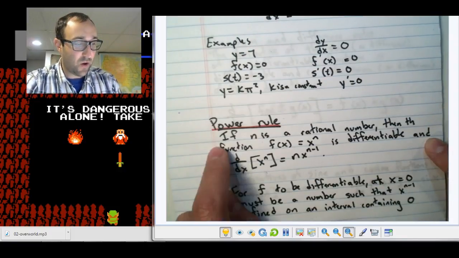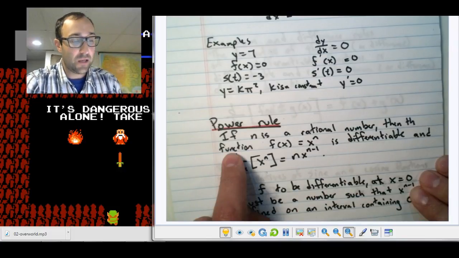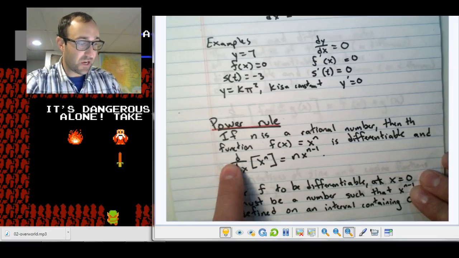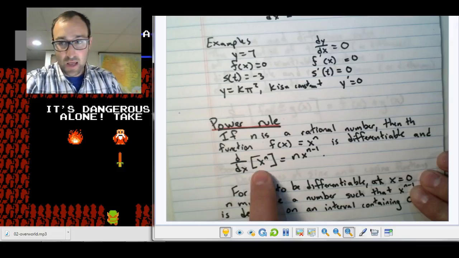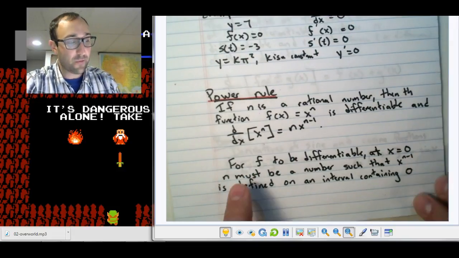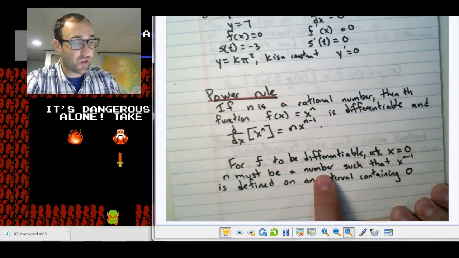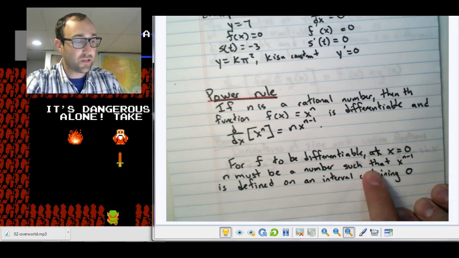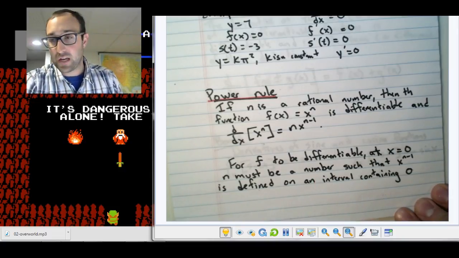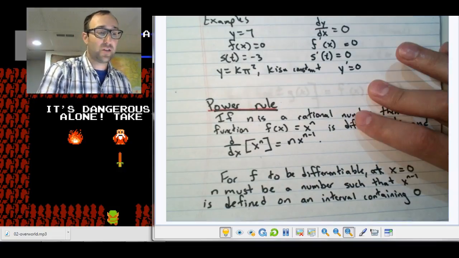The next one, power rule. If n is a rational number, then the function f of x equals x to the n is differentiable, and d over dx, the derivative with respect to x of x to the n, is n x to the n minus 1. However, for f to be differentiable at x equals 0, n must be a number such that x to the n minus 1 is defined on an interval containing 0. We'll get through some examples here in just a little bit. Let's just get through all of these rules.